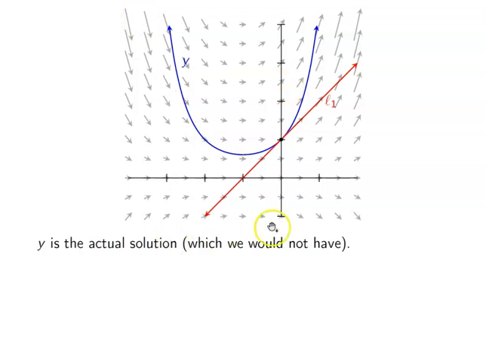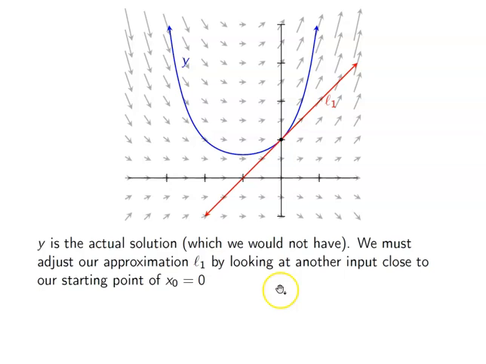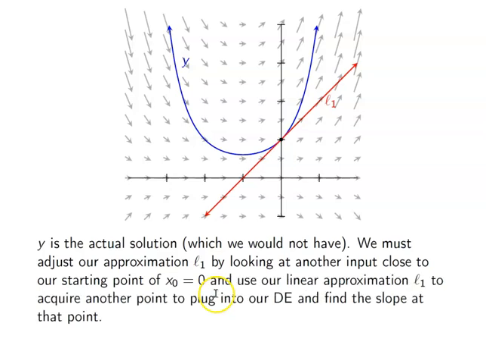So my actual solution, which I don't actually have, I'm just showing it to you. We have to adjust our approximation by looking at the tangent line because we don't actually have this blue function. Okay, so we're going to look at a value very, very close to this point of intersection. And then we're going to plug that into the equation that gives me all of the tangent arrows, tangent vectors, and we're going to use that as the next point.